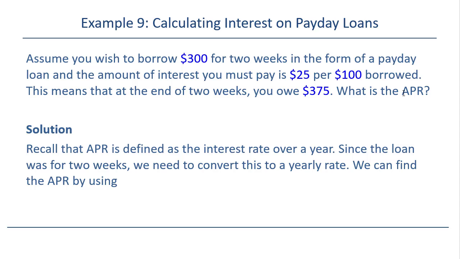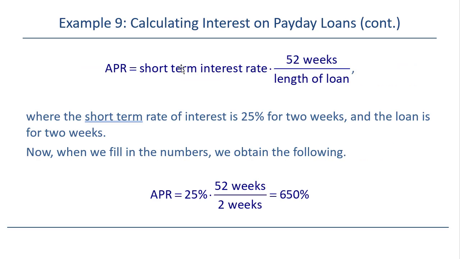What is the APR? Okay, well, remember that APR is the interest rate over a year, and since the loan was for 2 weeks, we need to convert this into a yearly rate. So we can find the APR by using our normal formula of APR equals the short-term interest rate times 52 weeks over the length of the loan. So where the short-term rate is 25%, there's our 25% for 2 weeks. So we do 52 weeks divided by 2 weeks, because that's basically what fraction of a year we paid for it. And you can see that you're actually paying 650% interest.